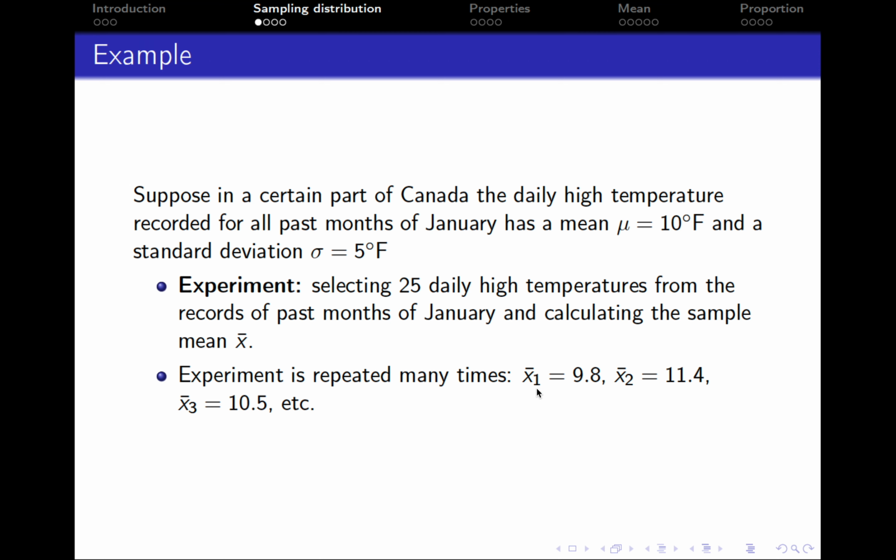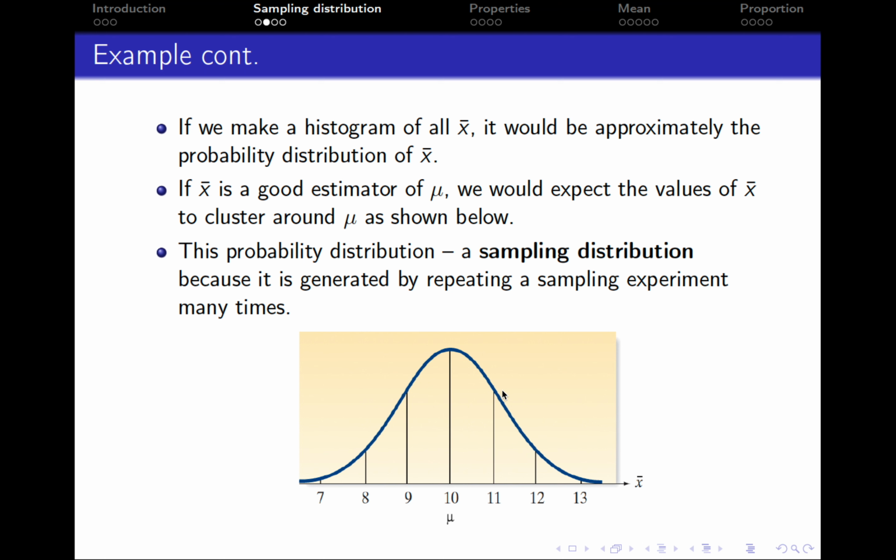After we've got all those sample mean values, we make a histogram of all of them, and by making this histogram, we get what is approximately the probability distribution of the mean values. And if x-bar, the sample mean, has a probability distribution that is a good estimator of the population mean, we would expect the values of the sample means to cluster around the population mean, as we can see below.